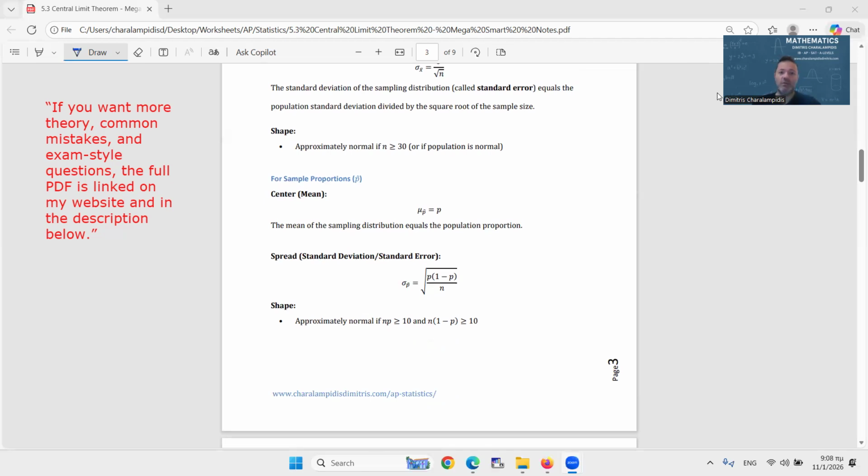Finally, about the shape. We know that the sampling distribution of the sample proportion is approximately normal when two inequalities apply. n times p, the size and the actual population proportion, is greater or equal than 10, and at the same time, n times 1 minus p is also greater or equal than 10.